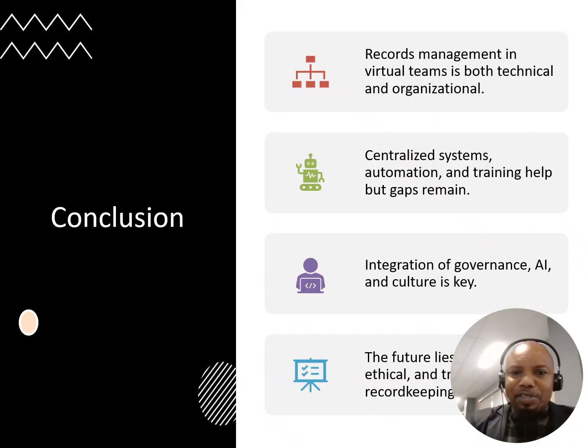There's always a place to land, so the conclusion of the matter. In conclusion, effective record management in virtual project teams is both a technical, as has been established, and an organizational challenge. Centralized systems, workflow automation, and AI are critical, but so are training, governance, and culture. The goal is to build systems that are adaptive, ethical, and transparent in order to ensure accountability and trust across global teams. We're able to get to this stage by looking at the work of others, the work that people have done to ensure that we have clarity on how records management works in a virtual environment.